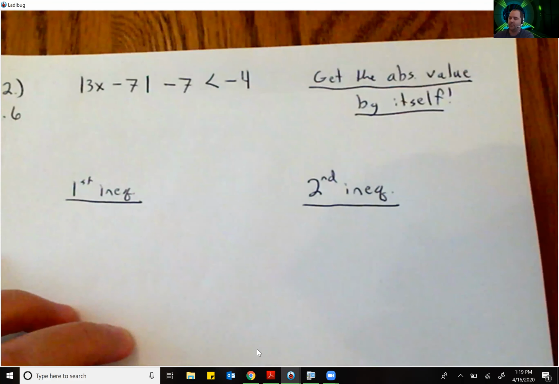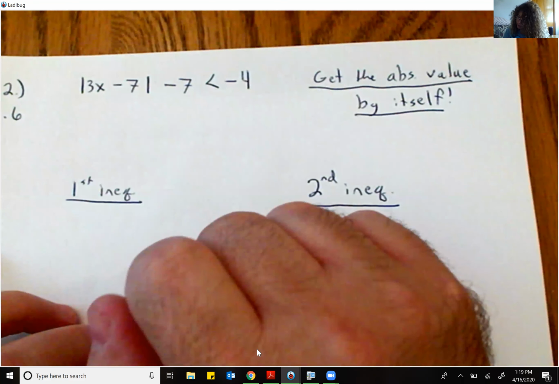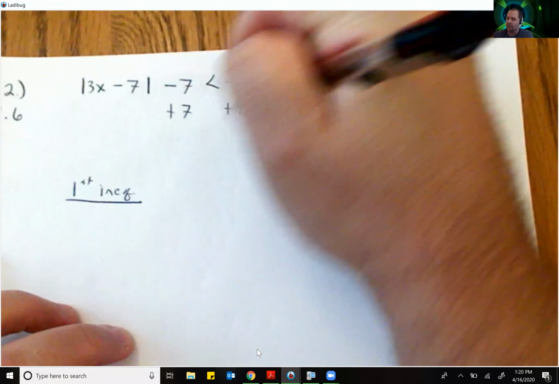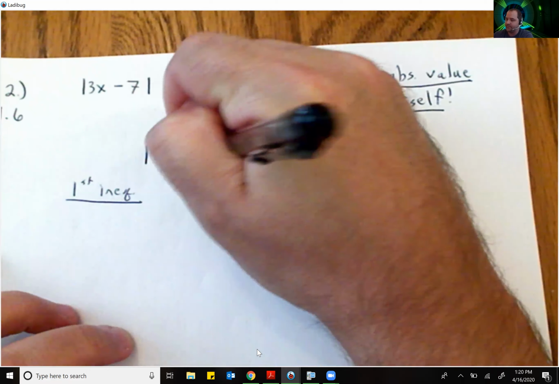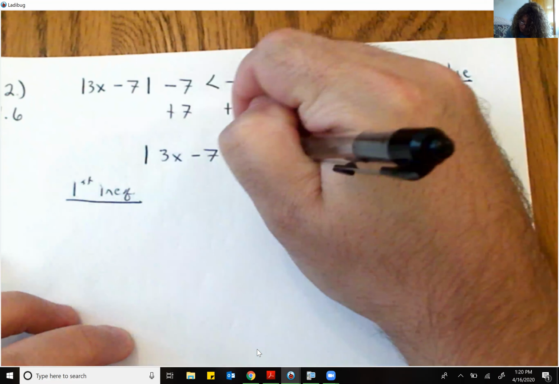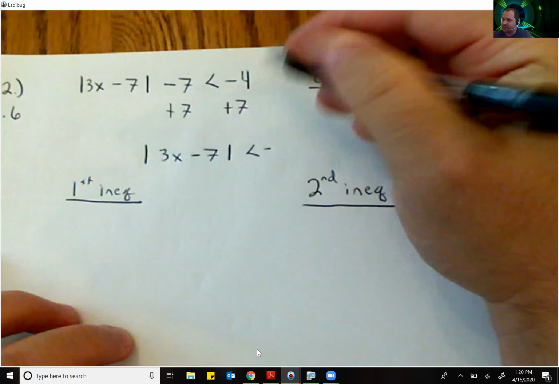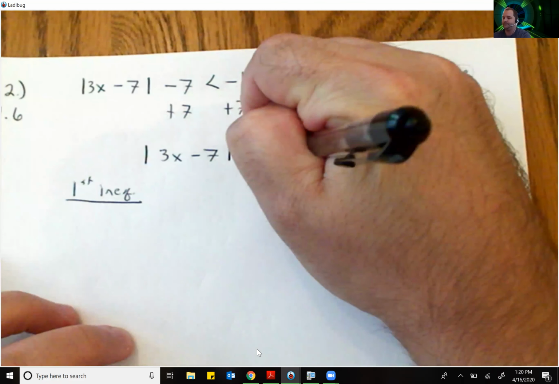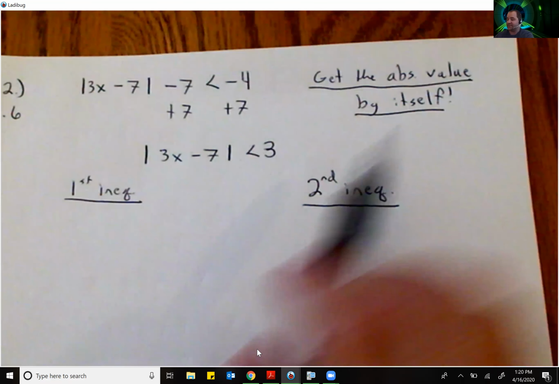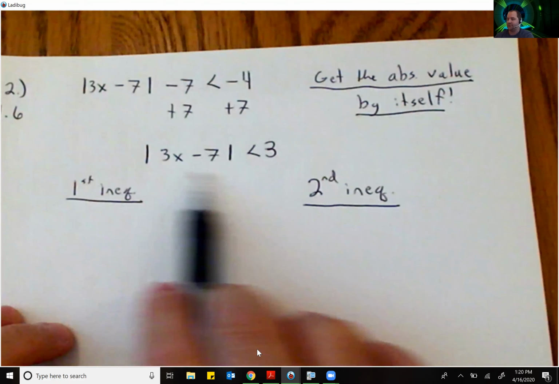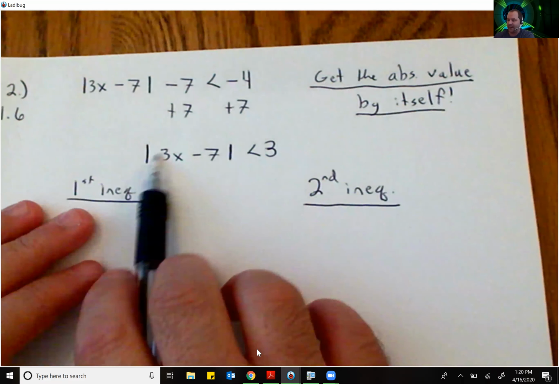So how do I move a -7? +7. So this is what you're going to work off of. This is where our answers are going to come from. And -4 plus 7 is 3. So this is what you have to work off. You cannot do any equation writing until that absolute value is by itself.